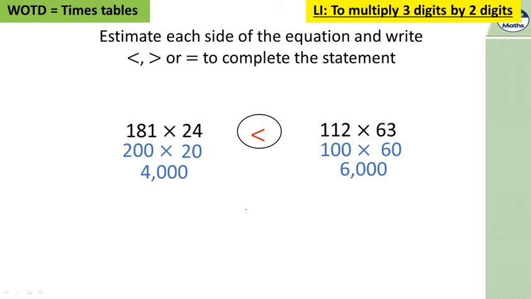So once again, we can see here using estimation, so changing those numbers slightly, so they usually end up being numbers in the 10 times table, because they're easier to multiply. So changing them both slightly, we can work out which ones are going to be bigger, which ones are going to be smaller.